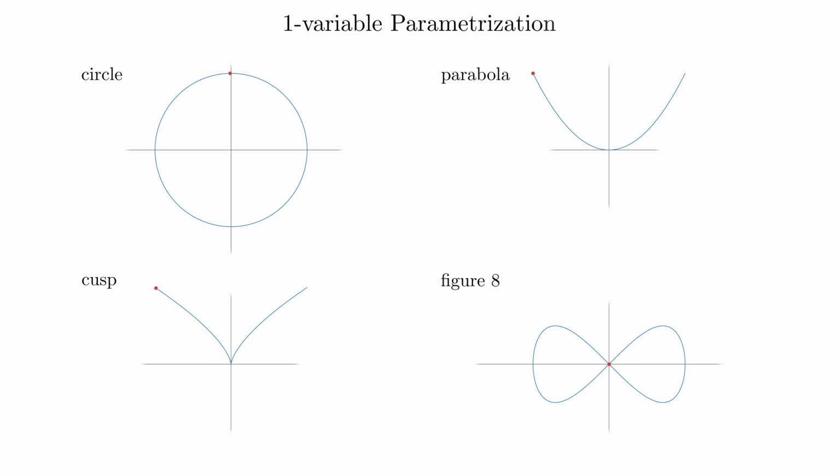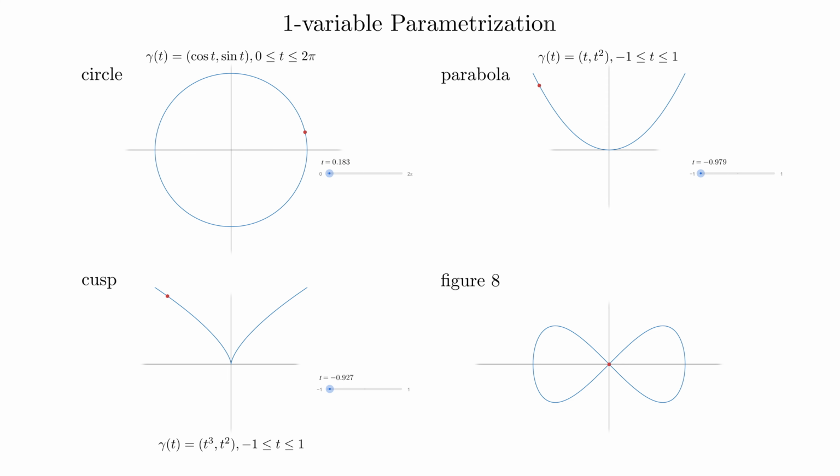Now, which of our 4 examples can be expressed as a one-variable parametrization? The circle can be parametrized by gamma of t is (cos t, sin t), where t goes from 0 to 2 pi. Let's put that on loop. The parabola can be parametrized by gamma of t is (t, t squared), where t goes from -1 to 1. Let's put that on loop. The cusp can be parametrized by gamma of t is (t cubed, t squared), where t goes from -1 to 1. The figure 8 can be parametrized by gamma of t is (sin t, sin t cos t), where t goes from 0 to 2 pi.